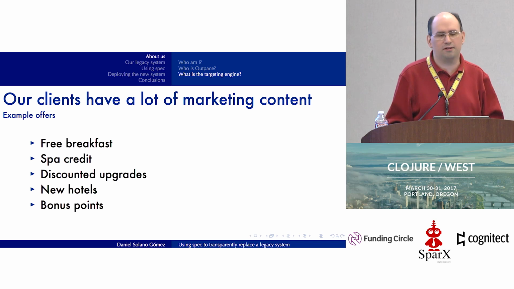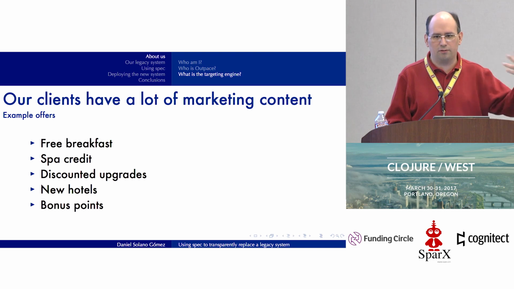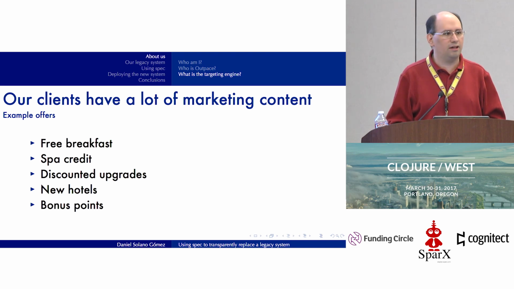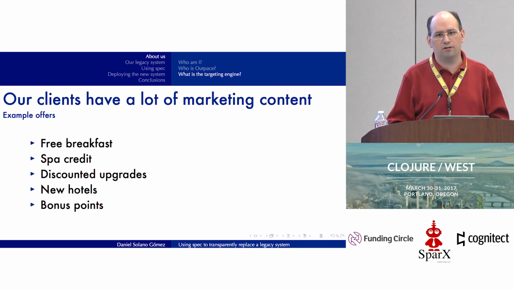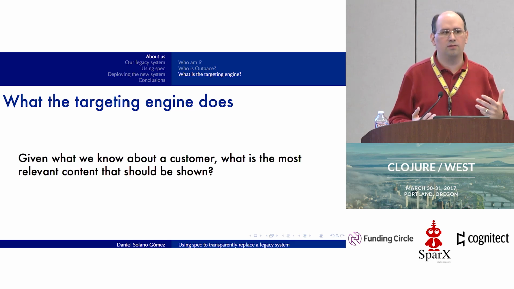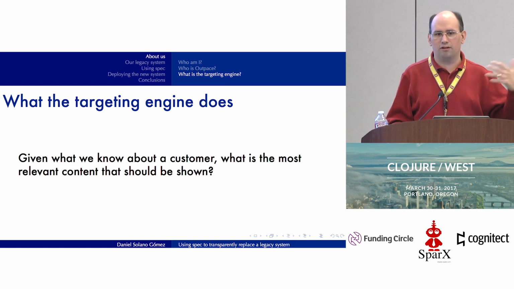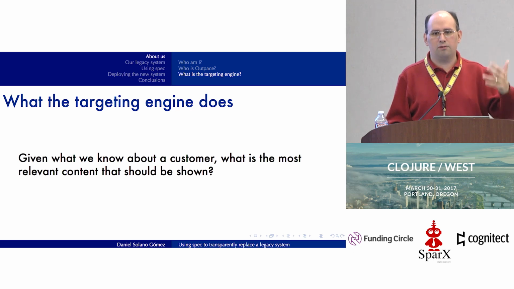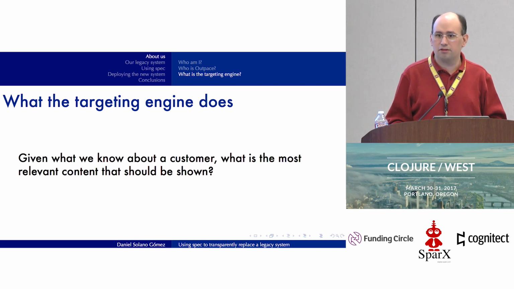So these are going to be things like, stay 2 nights, get the 3rd night free, or earn bonus points towards the rewards program, maybe a spa credit, and we have lots of these. Currently active, we have over 10,000 of these for our client. And so what the targeting engine tries to do is, at a given time, they know they want to present some offers to their customer, and we help them find out what are the most relevant offers for that customer.